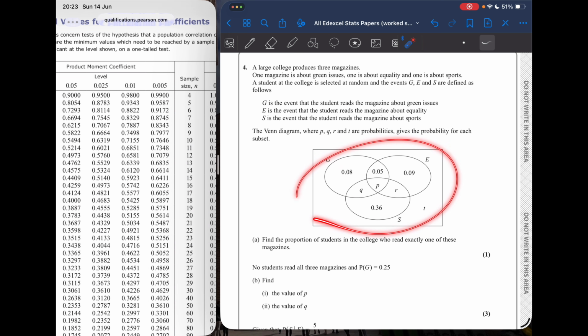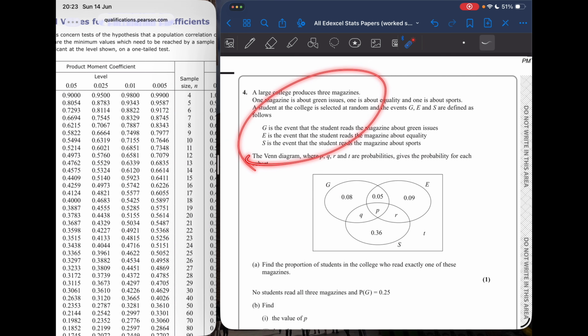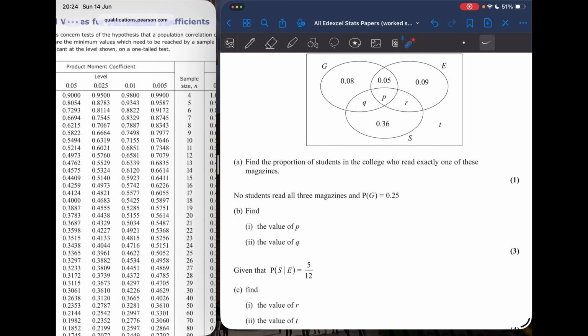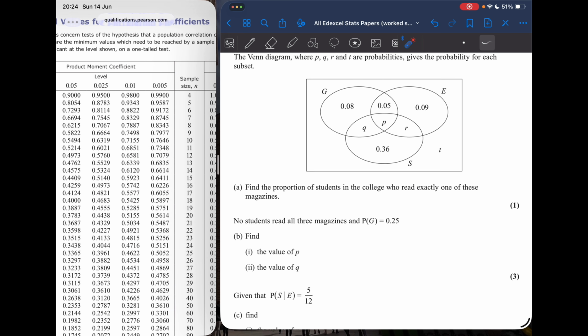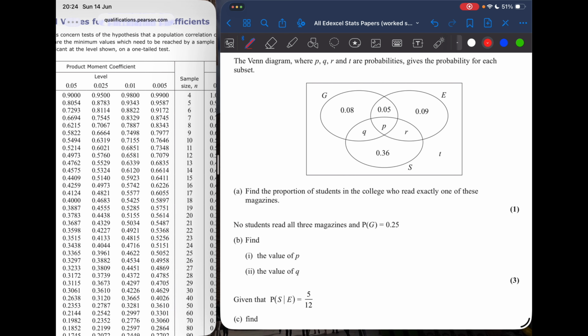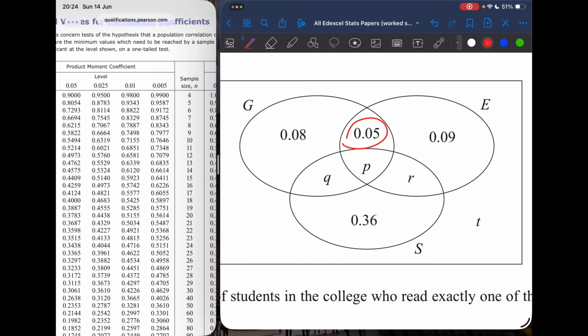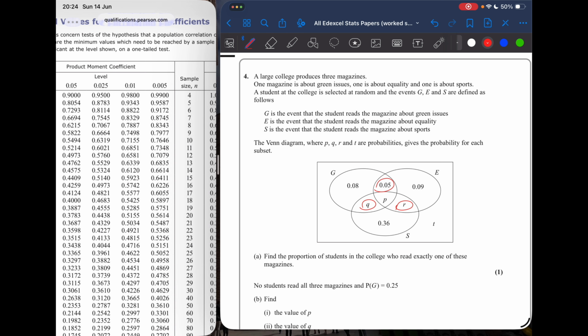Probability stuff. So lots of things in there, but we don't really need to know. Find the proportion of students who read exactly 2 of these magazines. So exactly 2 are going to be this section, and this section, which looks good to me. Sorry, exactly 1. I was correct about exactly 2, but we want exactly 1. So it's that one, and that one.